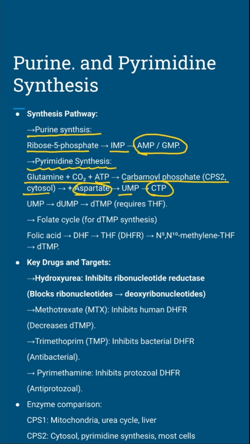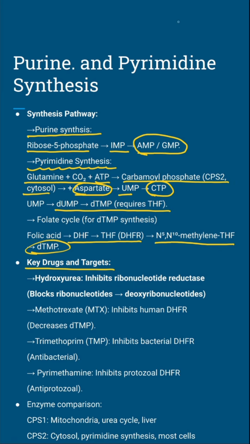From UMP, we get CTP and also dUMP, which becomes dTMP. But dTMP synthesis needs folate, so let's look at that cycle. Folic acid goes to DHF, then to THF via DHFR, and then N5,N10-methylene THF, which is the methyl donor for dTMP. This folate link is super important, especially for understanding key drug mechanisms.